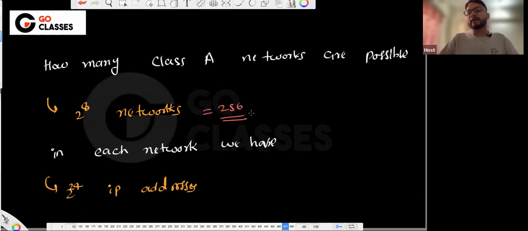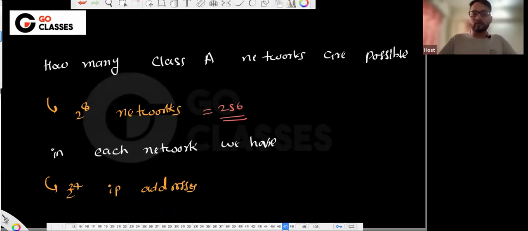class A, and these organizations have to be so big because each network contains 2 power 24 IP addresses, right? Every network is containing 2 power 24 IP addresses. So that's why almost nobody uses these class A addresses, because no organization has this many IP addresses.